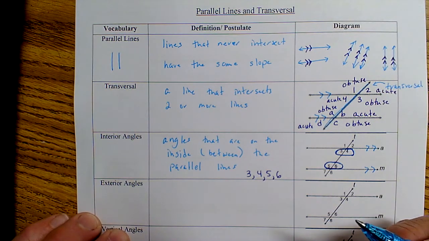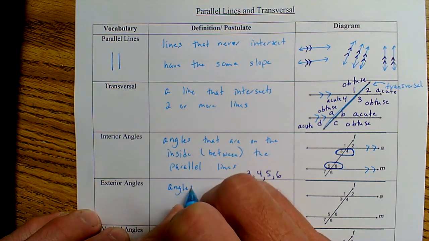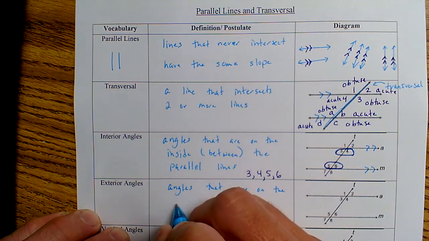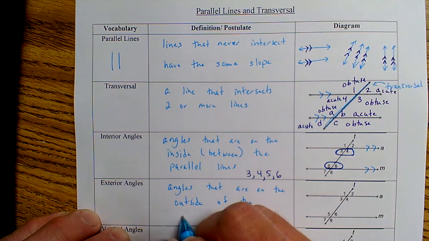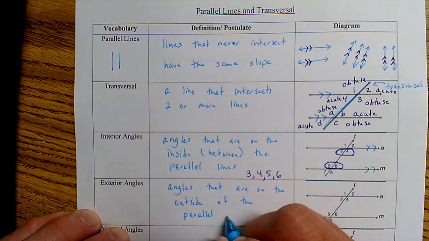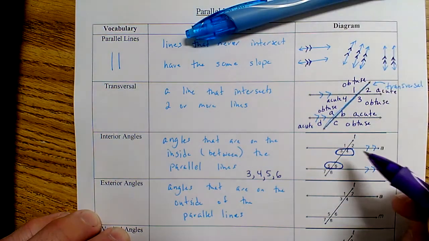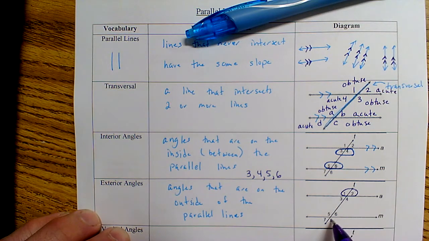And the last word that we're going to go over right now are exterior angles. Exterior angles are angles that are on the outside of the parallel lines. So if 3, 4, 5, and 6 were on the interior, angles 1 and 2 and 7 and 8 are on the exterior. So 1, 2, 7, 8 are on the exterior.